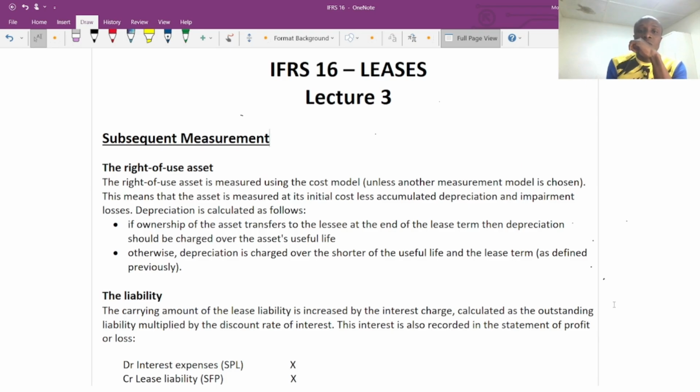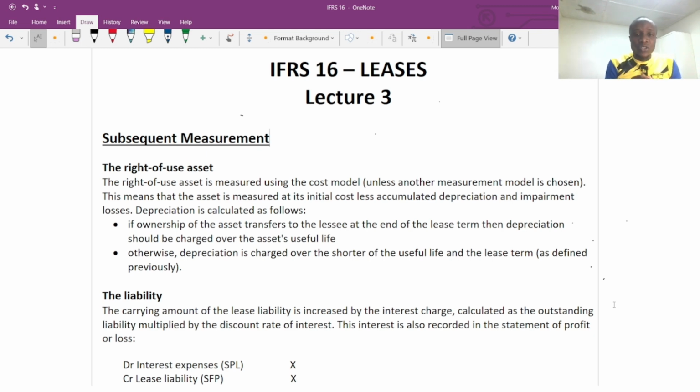Today, we are going to continue IFRS 16, Leases. We have covered the previous two lectures. So today, we are going to focus on the subsequent measurement. After we have completed the initial measurement, now we are going to look at the end of year one. How are we going to present the right of use asset and the lease liability in the financial statement? So this is what we are going to look at.